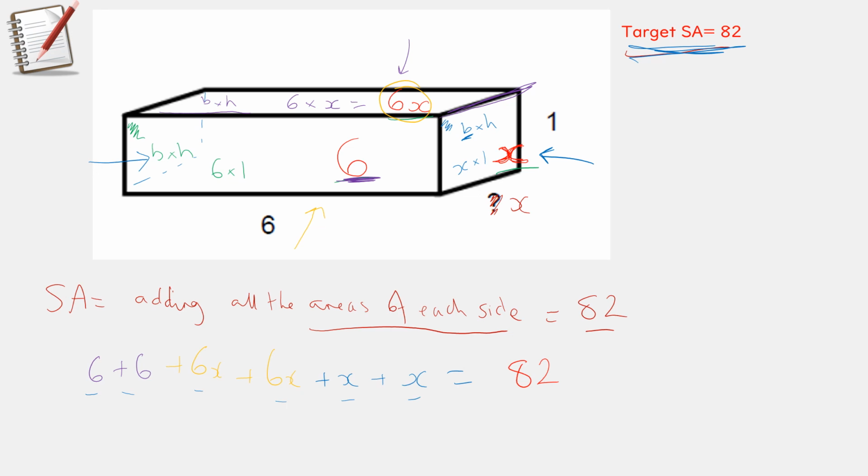Let's make this left-hand side look a little bit nicer. 6 plus 6 gives me 12. Then I've got 6x plus 6x plus x plus x. That's a lot of x's, isn't it? So I've got 6 here. Add another 6, that's 12. Add another 1 is 13. And another one is 14. So I've actually got 12 plus 14 lots of x, and that's got to equal that 82.